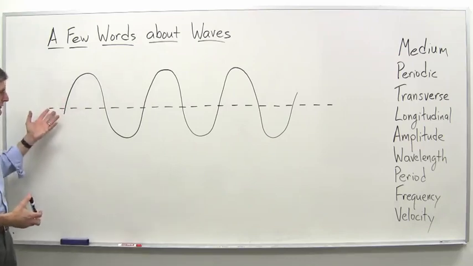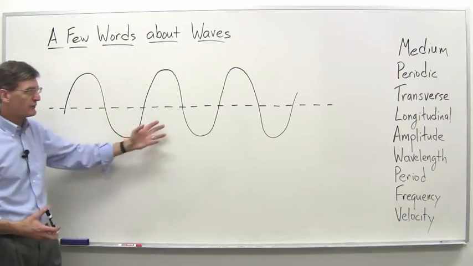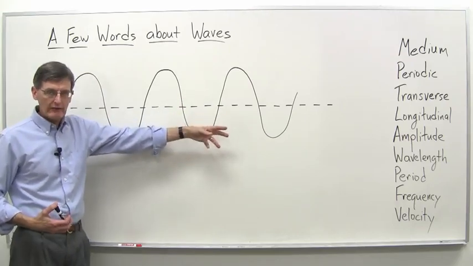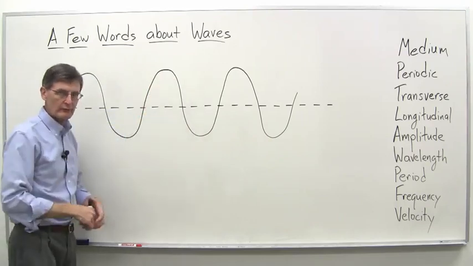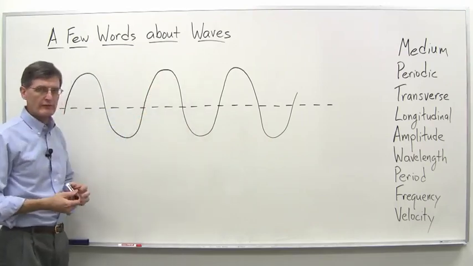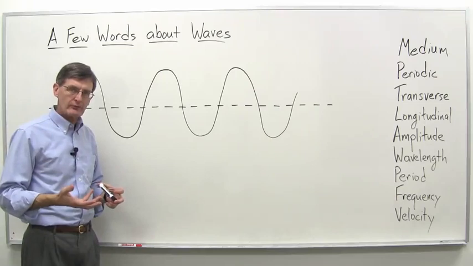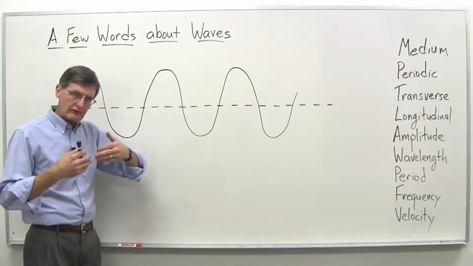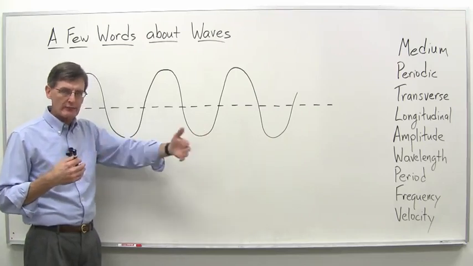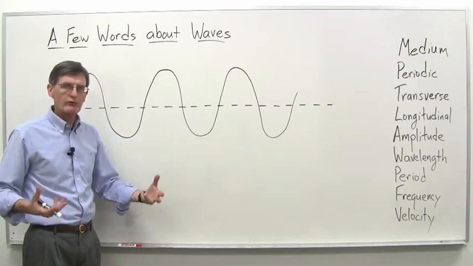So what I've drawn here is a typical periodic wave. A periodic wave is something that repeats its pattern. In fact, we could say, for our purposes, a wave is a disturbance in a medium that propagates along, or propagates through that medium, travels through that medium. Classic example, of course, would be water waves.